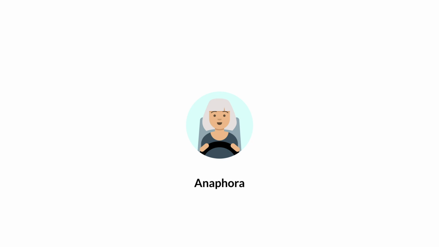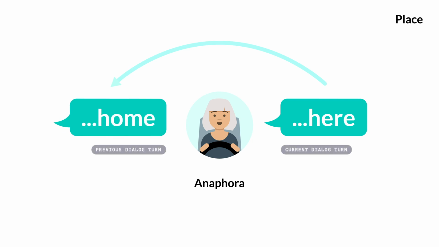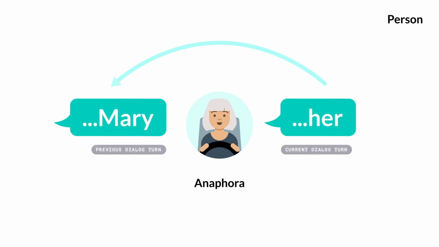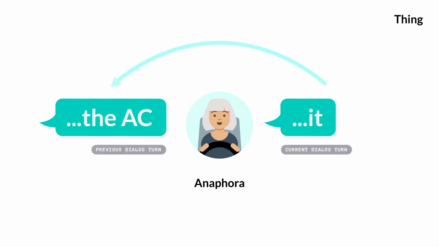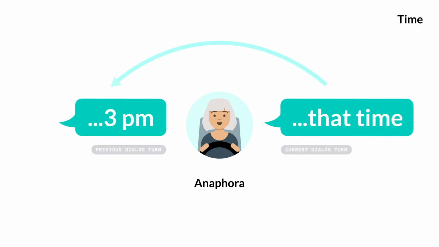Here are some more examples of how Studio can handle an Afra. I can say here to refer to a place, like my home. I can substitute his or her for a person's name. This or it to refer to a thing, say my air conditioner. And that time to refer to a moment, like 3 o'clock.